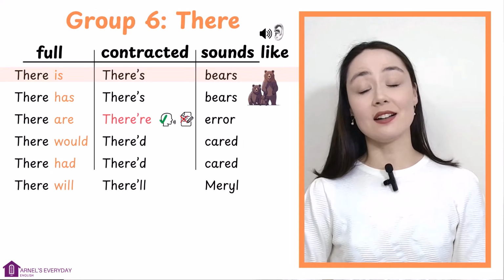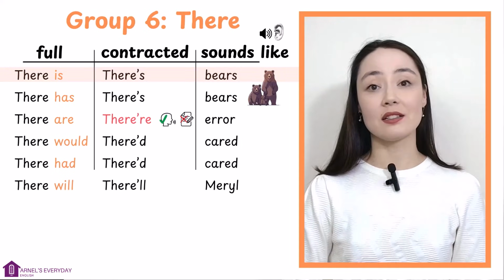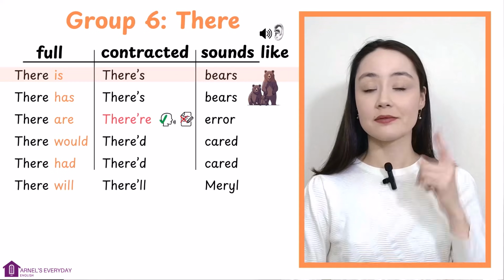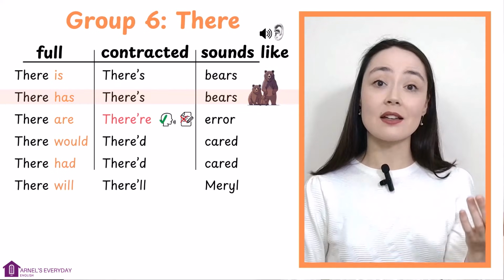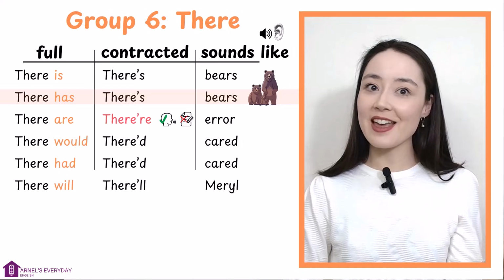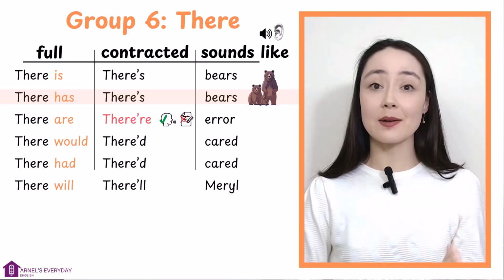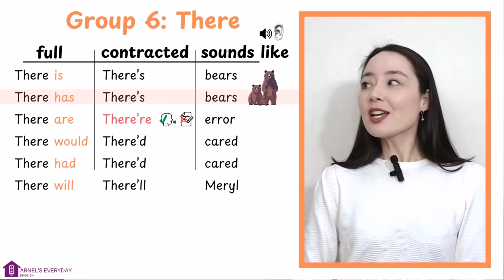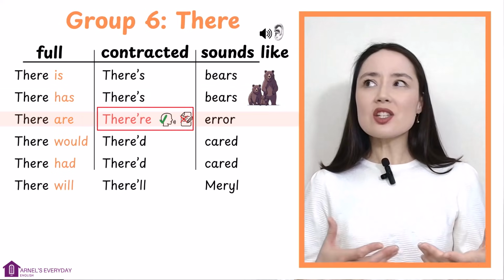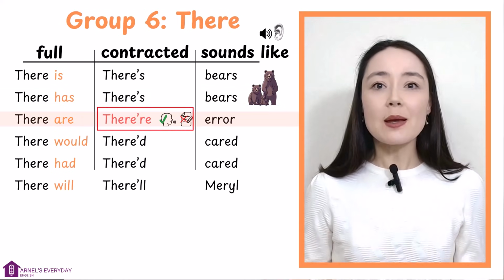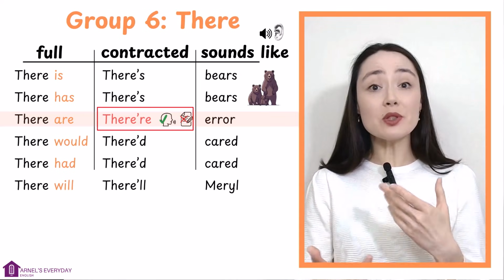There is, there's. There has, there's. Sounds like bears. Notice how there are is in red. This is not a written contraction, but I need to tell you because some people do say this.